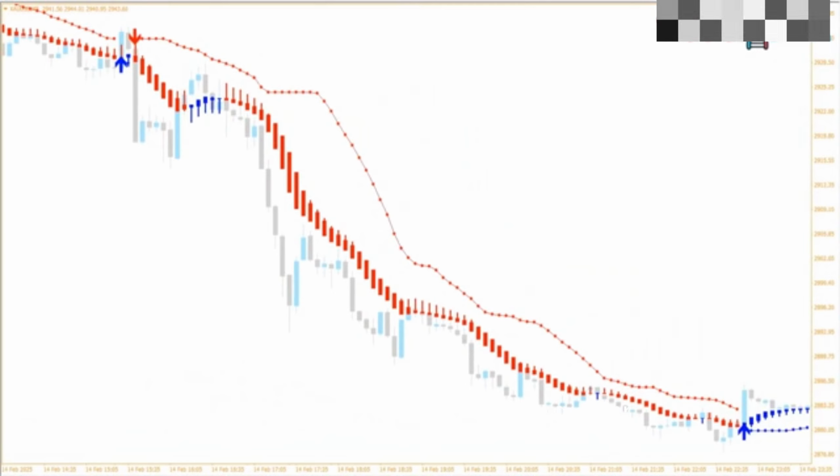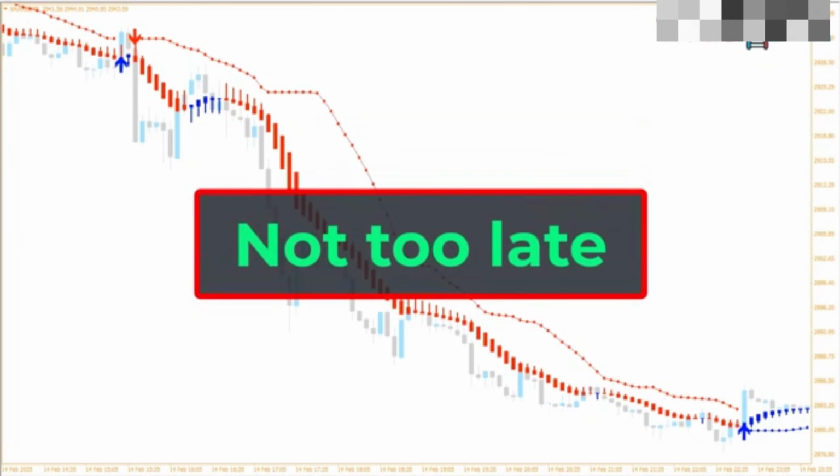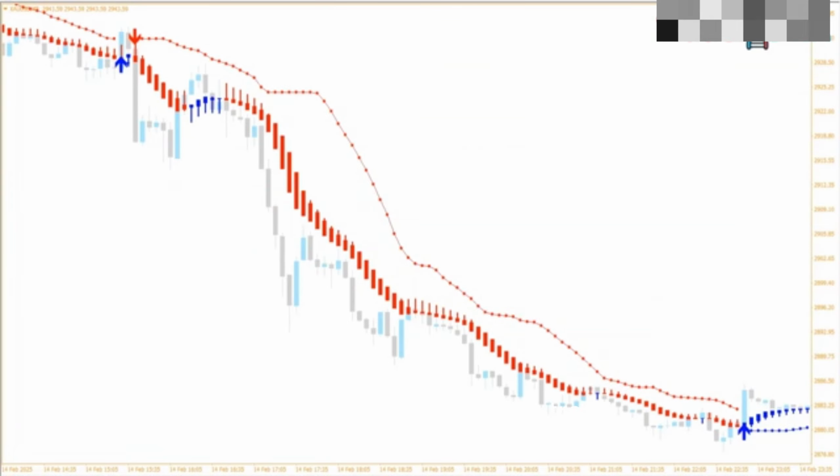Just like before, we're following precise rules to ensure we enter the market at the right moment. Not too early, not too late. Let's get started. Step 1. Confirming a bearish trend. First things first, we need to confirm that the market is in a downtrend.